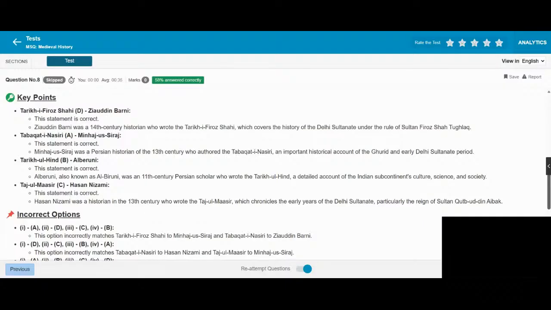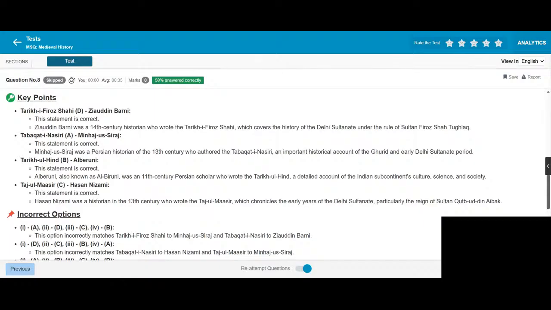Tabaqat-i-Nasiri, Siraj. Siraj was a Persian historian of the 13th century who authored the Tabaqat-i-Nasiri, an important historical account of the Ghurid and early Delhi Sultanate period. Tarikh-ul-Hind, Al-Biruni. Al-Biruni was an 11th century Persian scholar who wrote the Tarikh-ul-Hind, a detailed account of the Indian subcontinent's culture, science, and society.